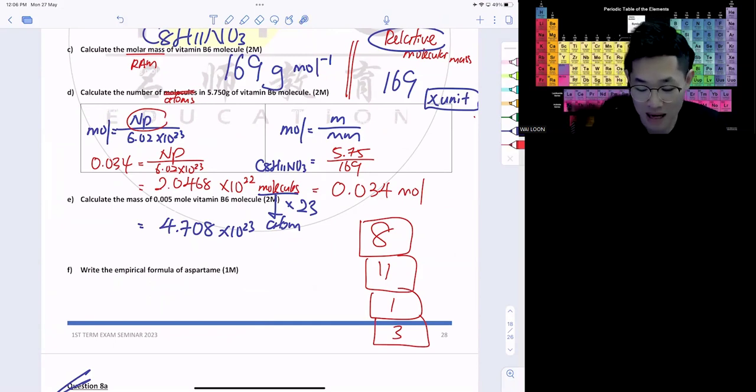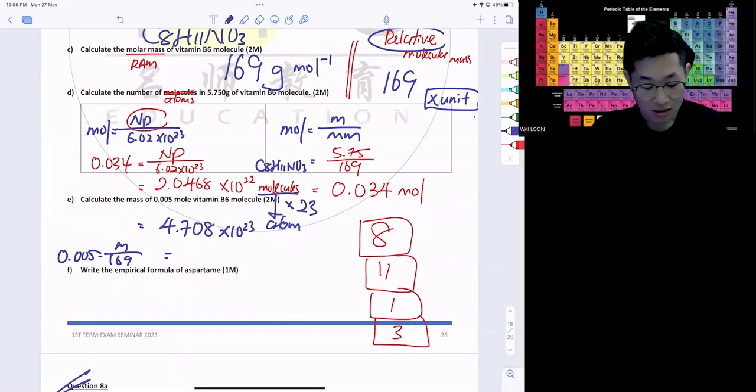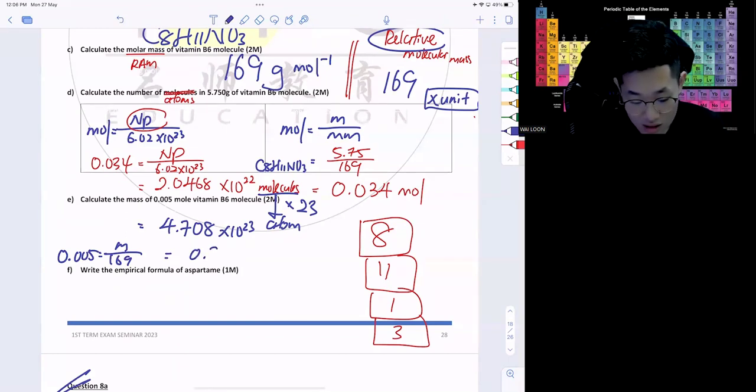Okay, then the mass, this one okay lah, simple lah. Find the mass, so mole equals to mass over molar mass. 0.005 mole equals to mass over 169. We get 0.845. Right.